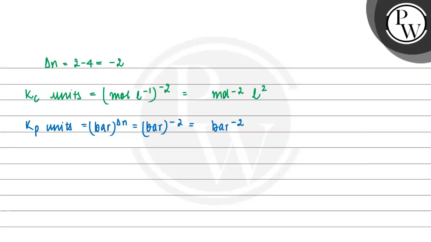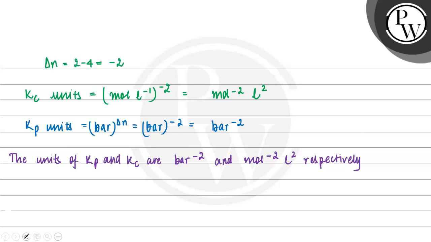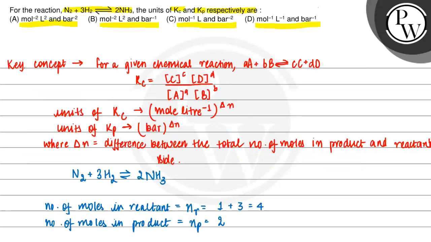Now if you want to see the final statement, it will be the units of Kp and Kc are bar to the power -2 and mole to the power -2 liter square respectively. So this is the final answer to the question. Let us mark it in the options also. अगर हम options में देखें तो हमारा option number 1 will be the right answer to the question.